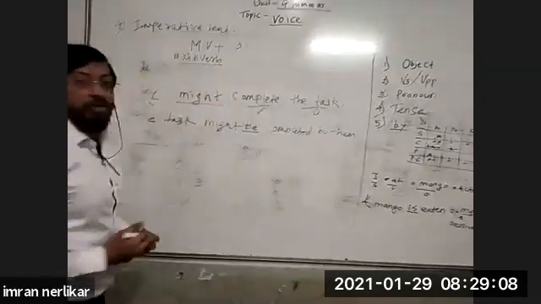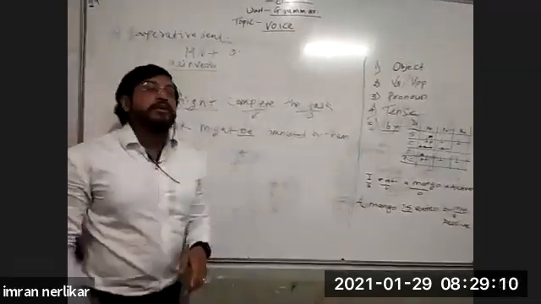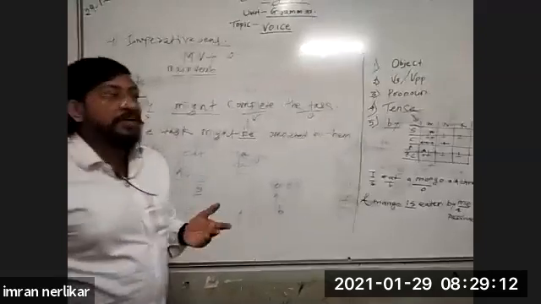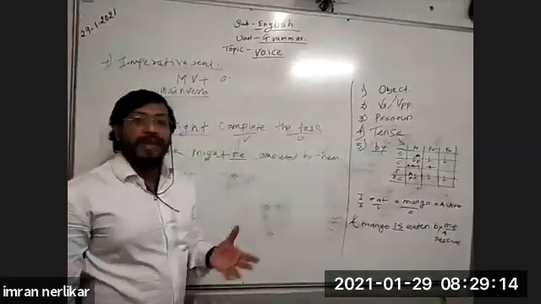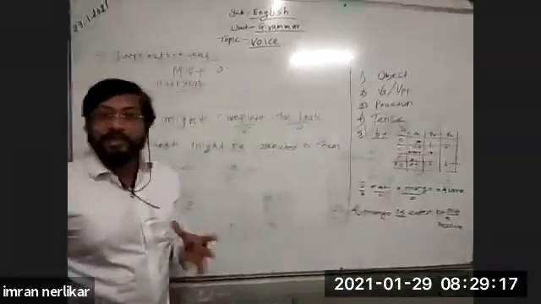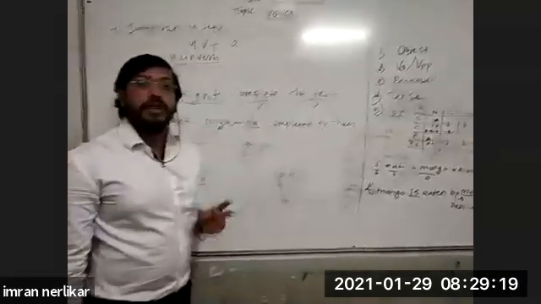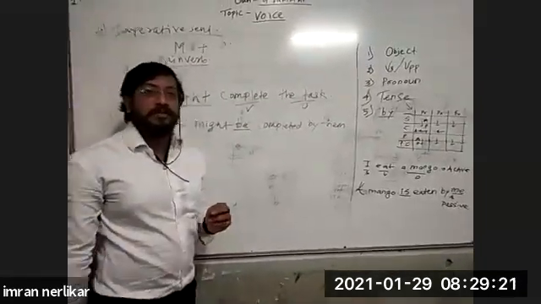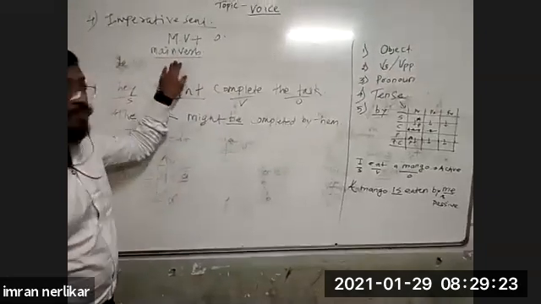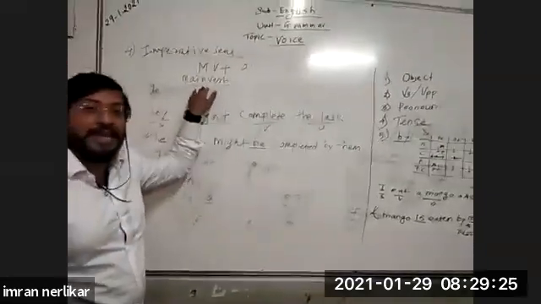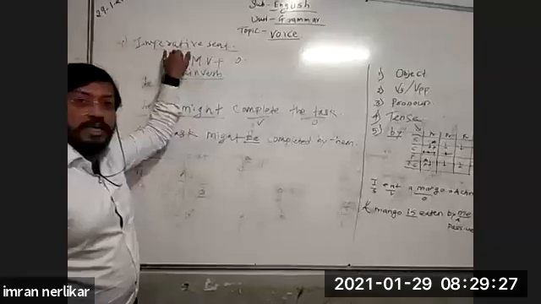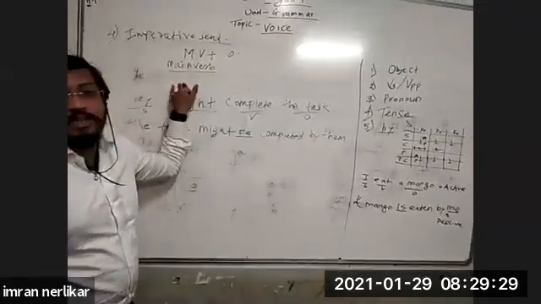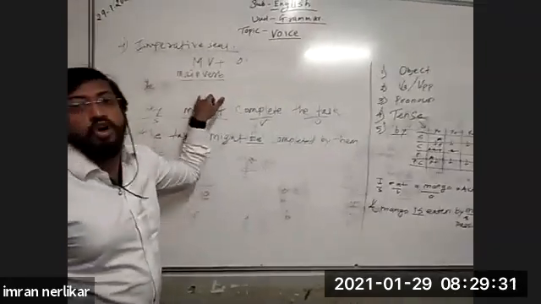For example, go, come, sit, dance, watch, eat, study, play. All these are main verbs, action words. So when a sentence begins with a main verb, it is called an imperative sentence. Generally, these sentences are used to give orders.